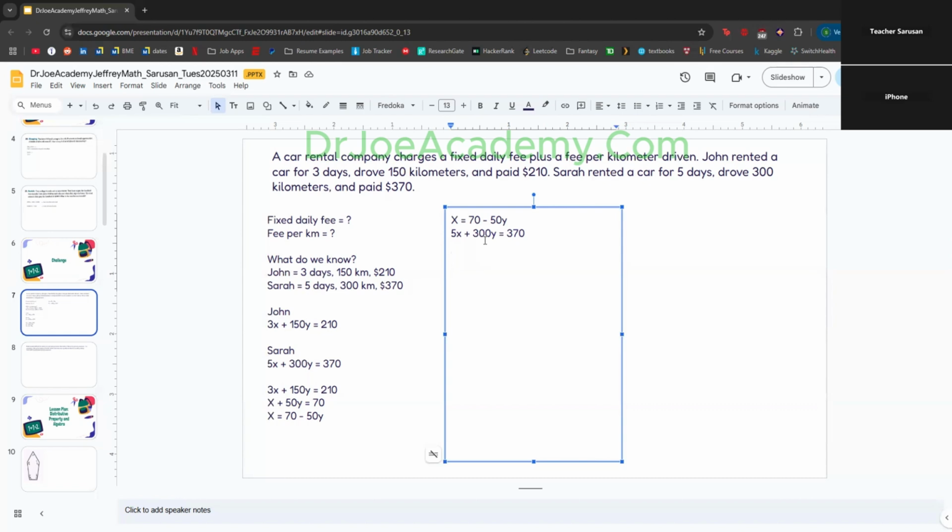I think we gotta simplify Sarah's equation, maybe. We don't have to, but if you want to, we can. We would have to divide everything by 5. Oh yeah, we technically could, but it wouldn't really make too much of a difference here.